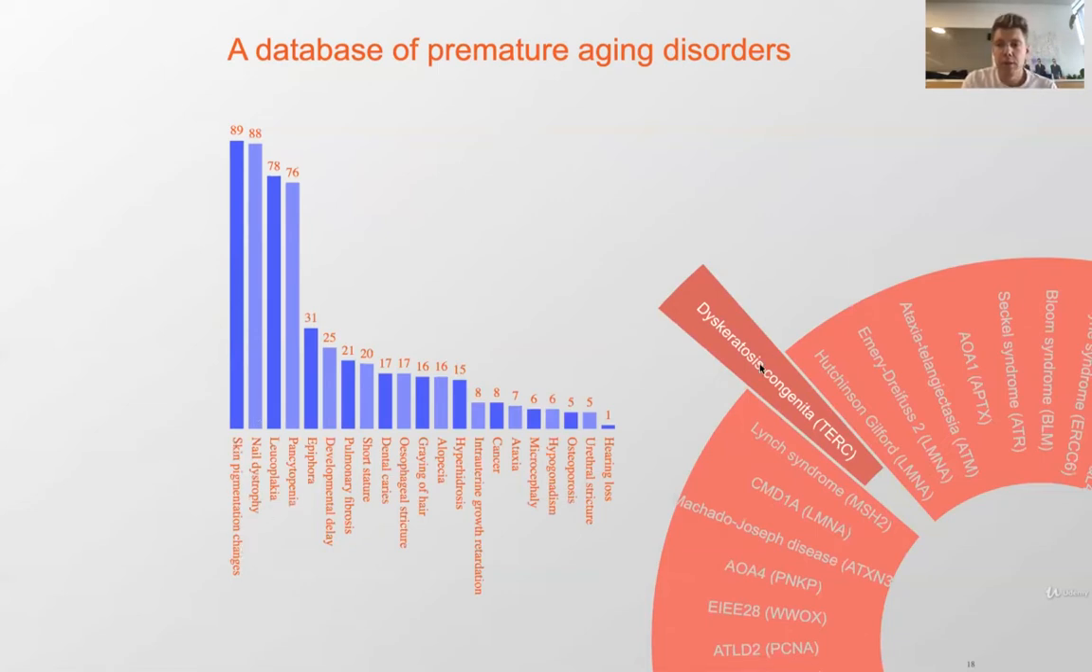And dyskeratosis congenita is an interesting disease. It's caused by mutations in the telomerase complex. So these are enzymes that are associated with lengthening the telomeres and allowing cells to divide more. So I think what's quite obvious here is that only certain features of aging are seen in dyskeratosis congenita. You don't see, for example, neuropathologies. And maybe this makes sense because neurons don't really divide, for example.